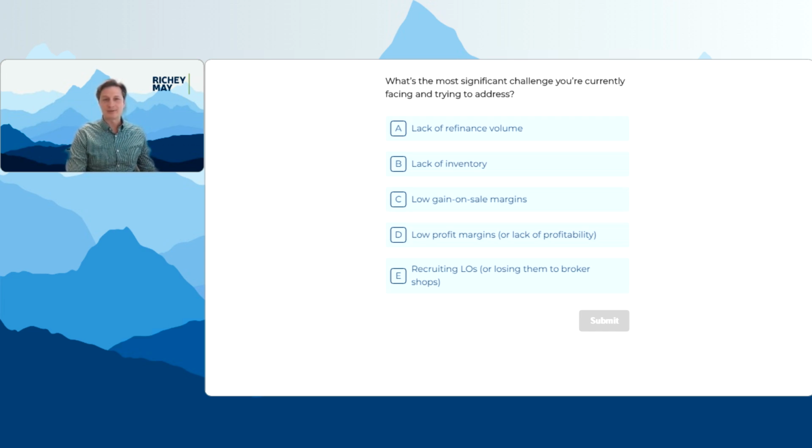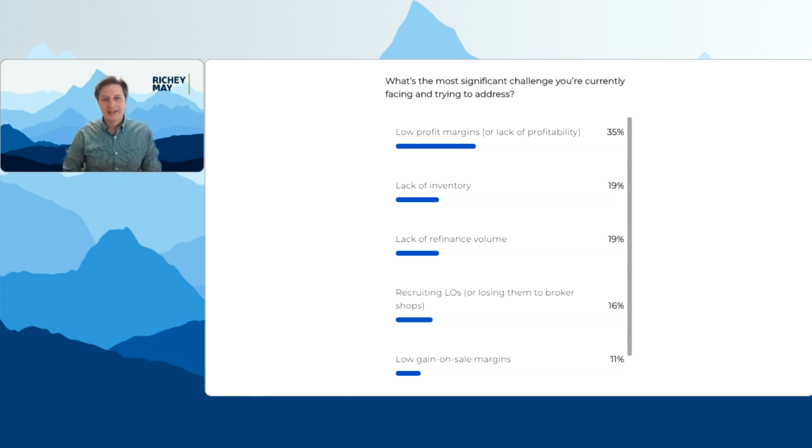Here we go. Let's see what those results are. Okay, so we got a lot of different things on everyone's mind, and to no surprise, low profit margins is the number one answer, taking a little bit over a third of all the responses. And then it looks like lack of inventory, lack of refinance volume, both of which are likely contributing to low profit margins, and then low gain on sale and recruiting LOs all come in behind that. But yeah, I think back to Nathan's comments, there's a lot of challenges facing the industry, and there's a lot of things to be concerned about. But good to get this feedback from the group here.